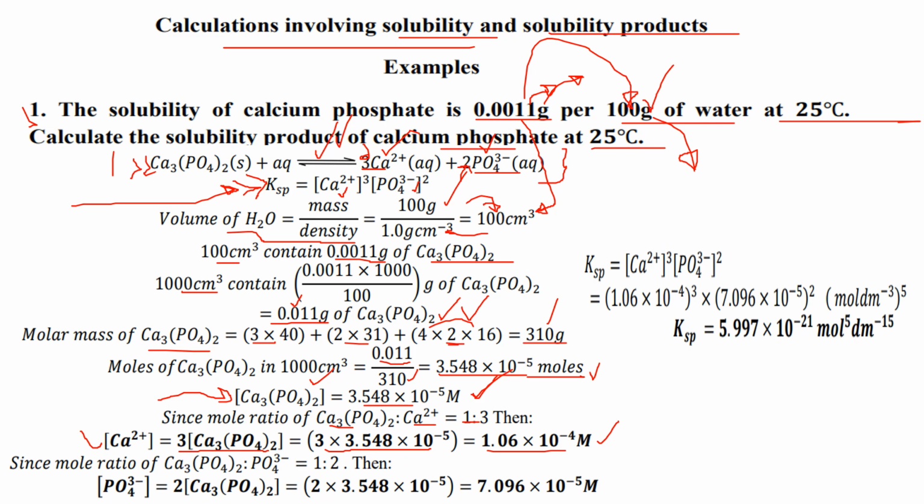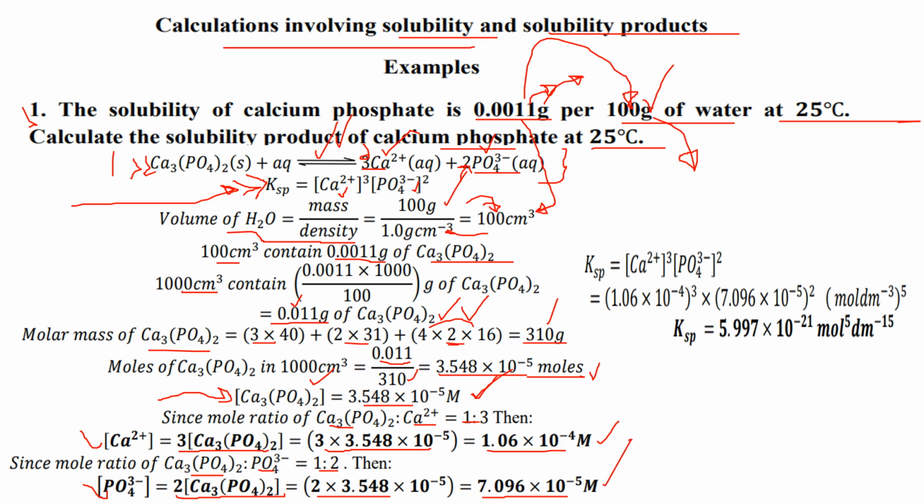We also compare the mole ratio between calcium phosphate and phosphate ions. Since it's 1 to 2, that means the molar concentration of phosphate ions in that solution is going to be twice the concentration of calcium phosphate. Putting everything in the calculator, you're going to end up with 7.096 × 10^-5 molar, or moles per liter, as the molar concentration of the ions.